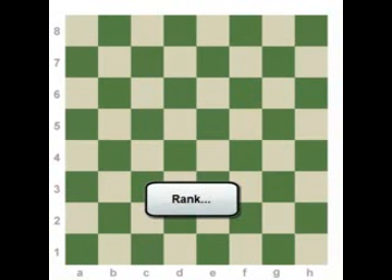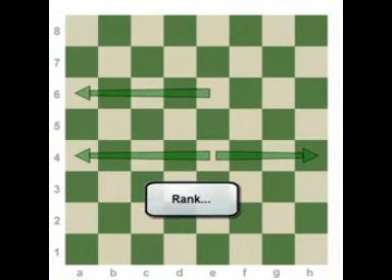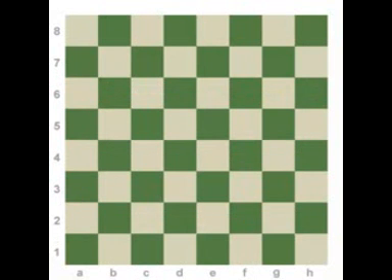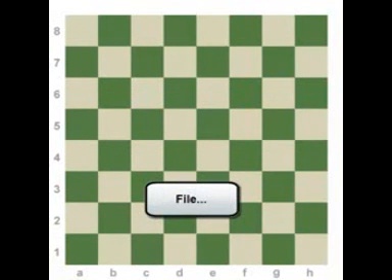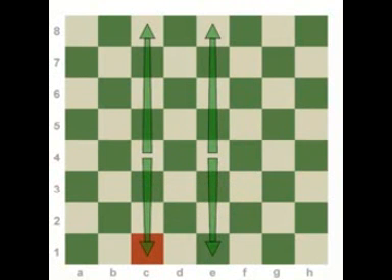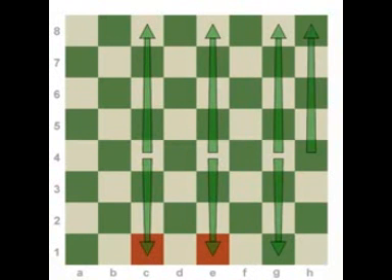The first one is rank. Rank is a term we use to describe the side-to-side direction in chess, this being the 6th rank, the 4th rank, and here the 2nd rank, so on and so forth. The next term you need to know is file. File is a term we use to describe the up and down directions of a chessboard, with this being the C file, the first one I highlighted being the E file, the G file, the H file, and so on and so forth.